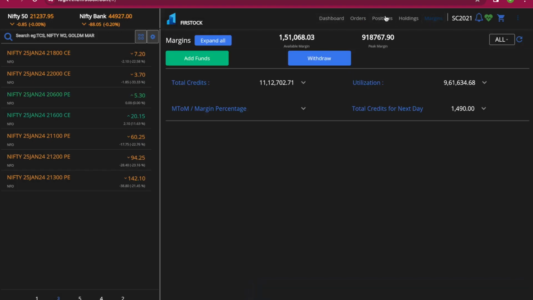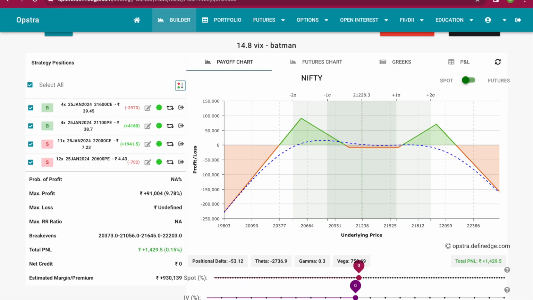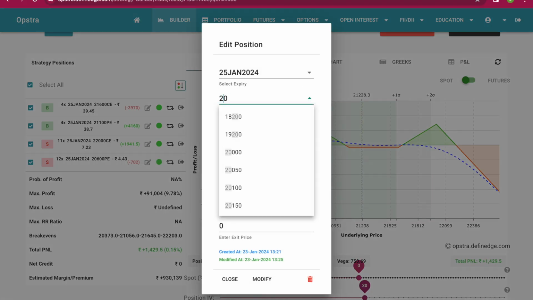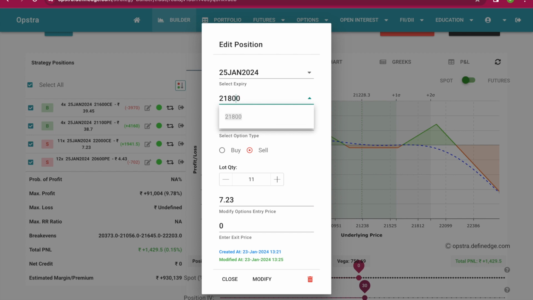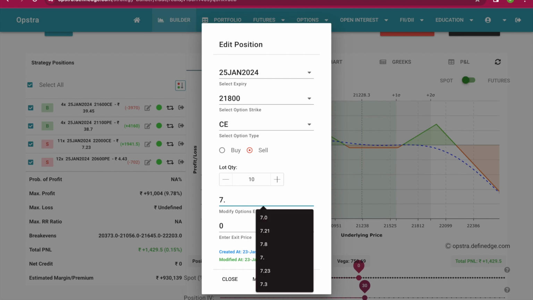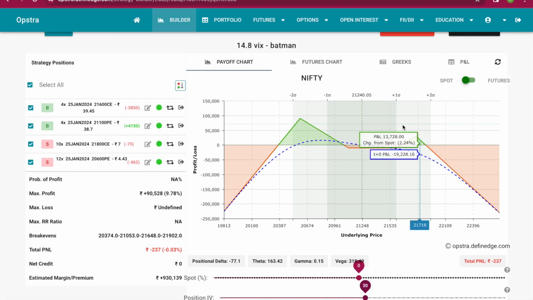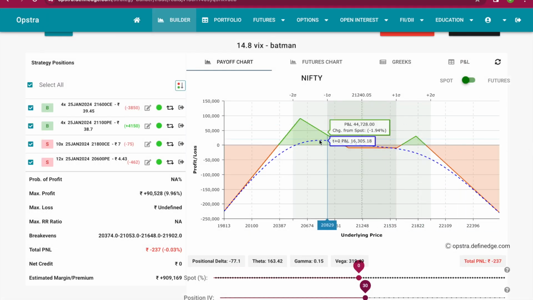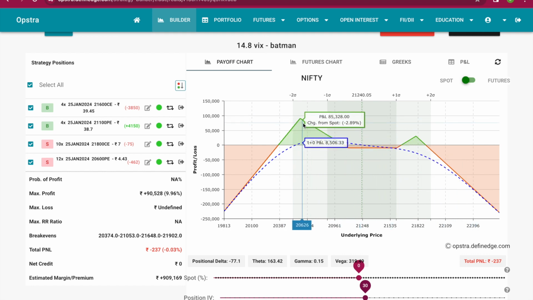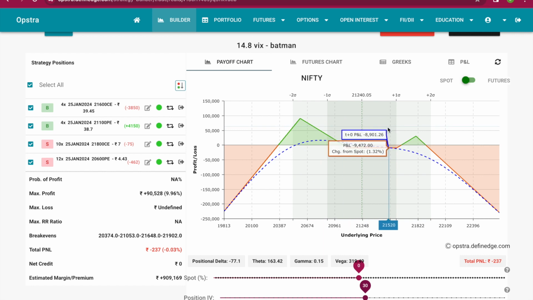The margins are 1.5 lakhs. Okay, 7 rupees. Here I can put it to 21,800 at 7 rupees. Here I can sell this at 7. Okay, so this is how the strategy looks now. At the lower end it has a very decent peak, but at the upper end the peak is not that decent.